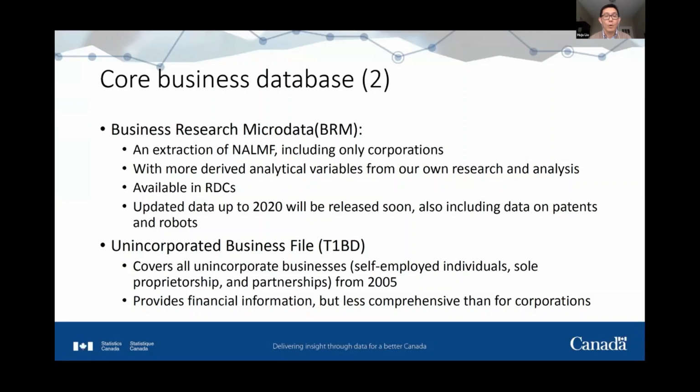A third core database we have is the database for unincorporated businesses. Because all the previous databases mostly cover corporations, we still had a gap for unincorporated businesses. This file covers all unincorporated businesses, including self-employed individuals, proprietorships, and partnerships, from 2005. Similarly, it provides information on income and expense, but not much information on assets and liabilities as in the GIFI.